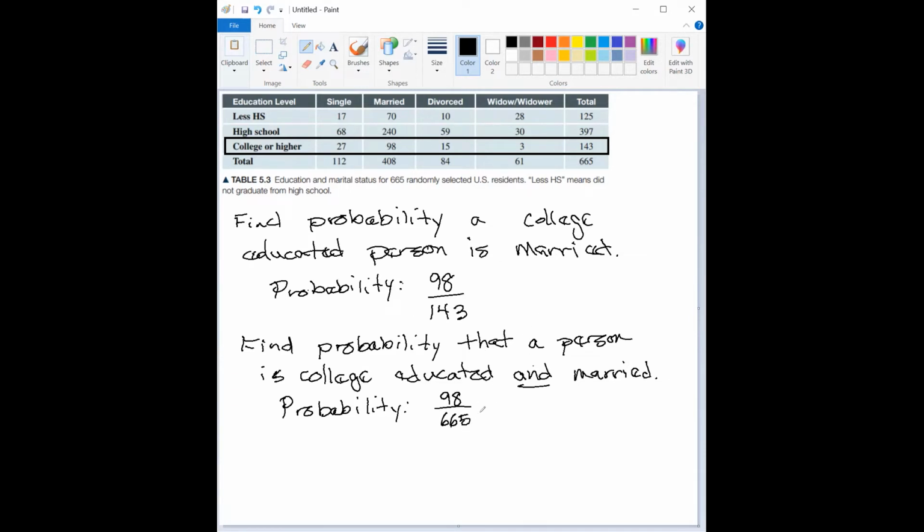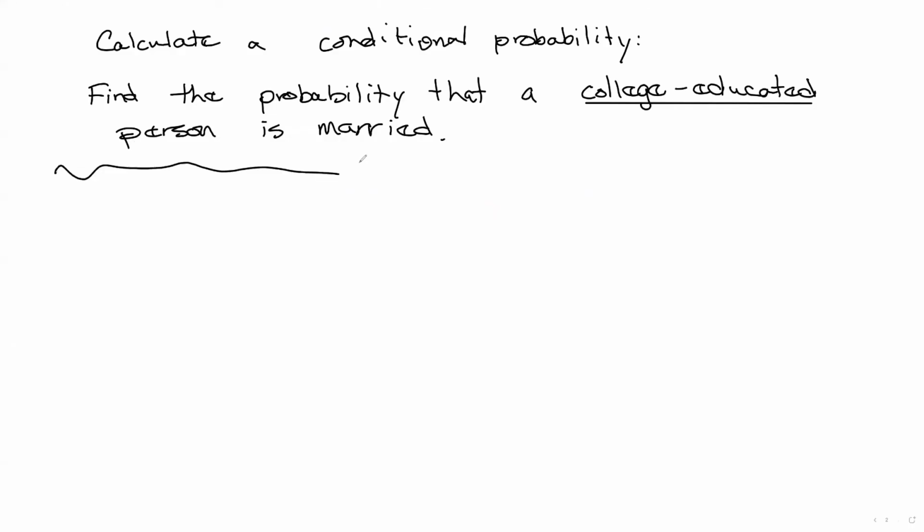And so that's the difference between doing a conditional probability and doing an and probability, is that your denominator is going to end up being different. Otherwise, they're pretty similar. All right, so let's go back to our whiteboard and introduce some notation. We're going to come back to our table in a minute. All right, so notation.